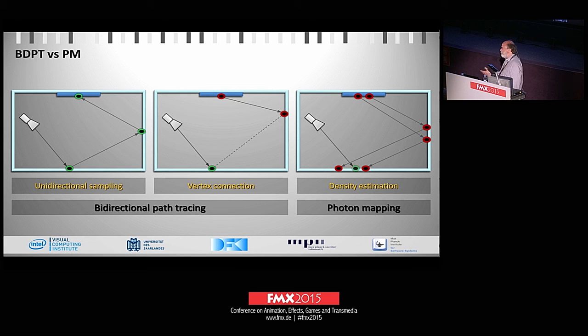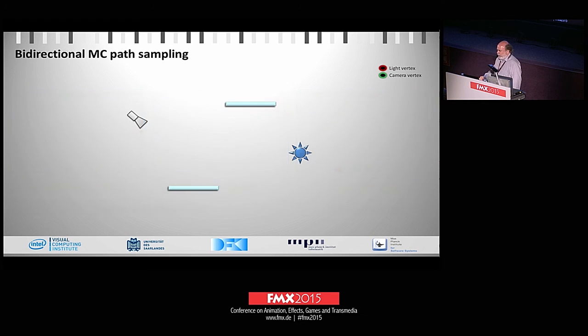And then in a second pass, once you've done that, then you start rendering from the camera, and when you hit the surface, you kind of look for photons in the neighborhood, and you estimate the illumination in that area. So it's a very different approach. But however, you can combine the two.